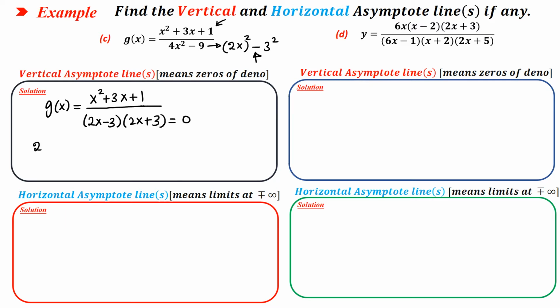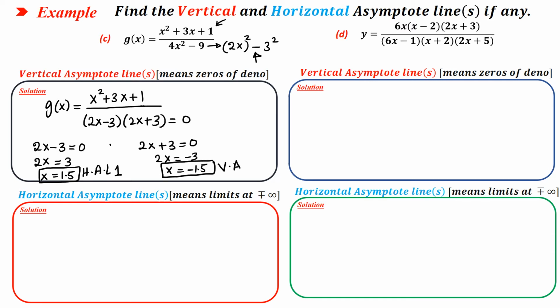We have two equations, 2x minus 3 equal to 0 and 2x plus 3 equal to 0. By solving these two equations, you will get the vertical asymptote lines. So we have the first one, 2x equals 3 and x equals 3 over 2, which is 1.5. And this is the first vertical asymptote line. By solving the second one, you will get 2x equals negative 3, divide by 2 on both sides, x equals minus 1.5, and this is the second vertical asymptote line.